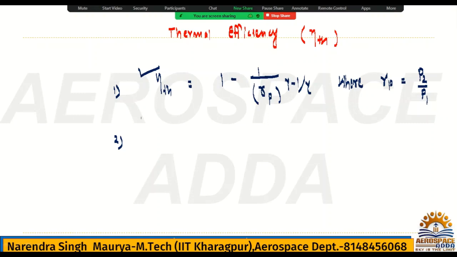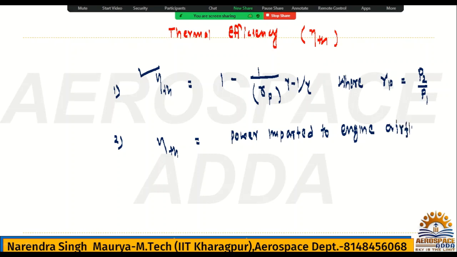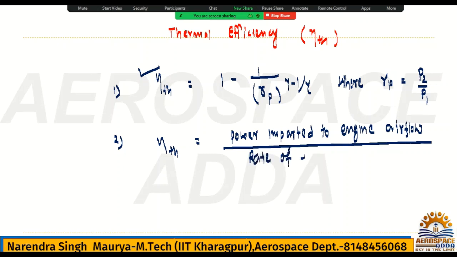So the thermal efficiency formula, if I say, is nothing but eta T H. Directly I will write the formula: power imparted to engine airflow, divided by rate of energy supplied in the fuel. So this is the formula of the thermal efficiency.